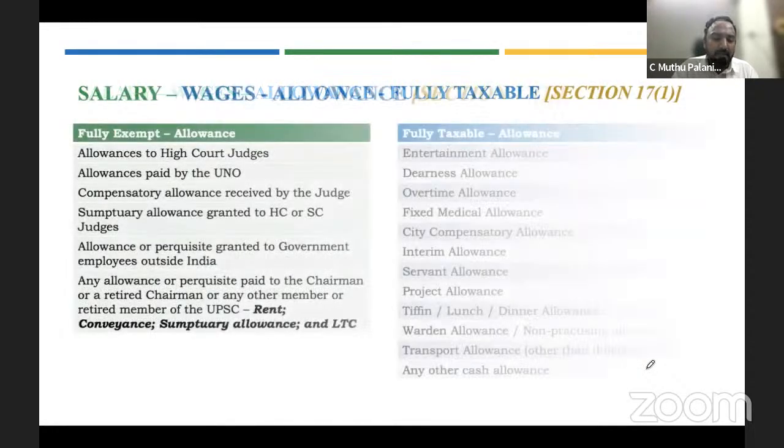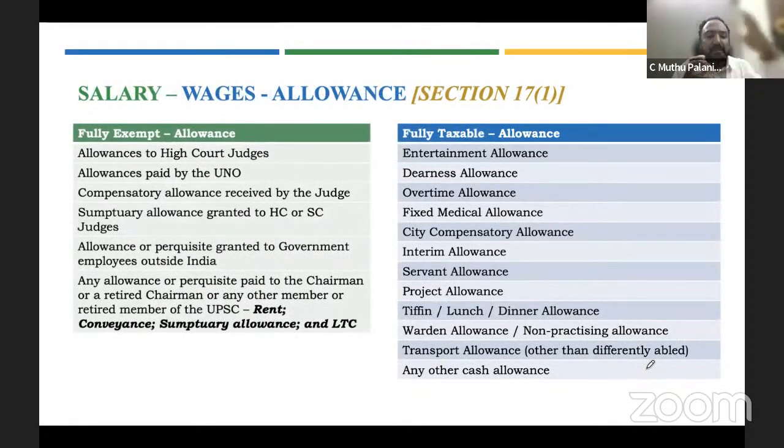When you say fully exempt, these are the things that are fully exempt. What are these? Allowances to High Court judges, allowances paid by the UNO, compensatory allowances received by the judge, sumptuary allowances granted to High Court or Supreme Court judges. So these are all called exempt allowances. All these allowances are fully exempt, including any allowance or perquisite granted to government employees outside India, and any allowances paid to the Union Public Service Commission chairman. So the rent, the conveyance, the sumptuary allowance, and the leave travel concession, all of this is basically not covered for taxation. This is what is called fully exempt.